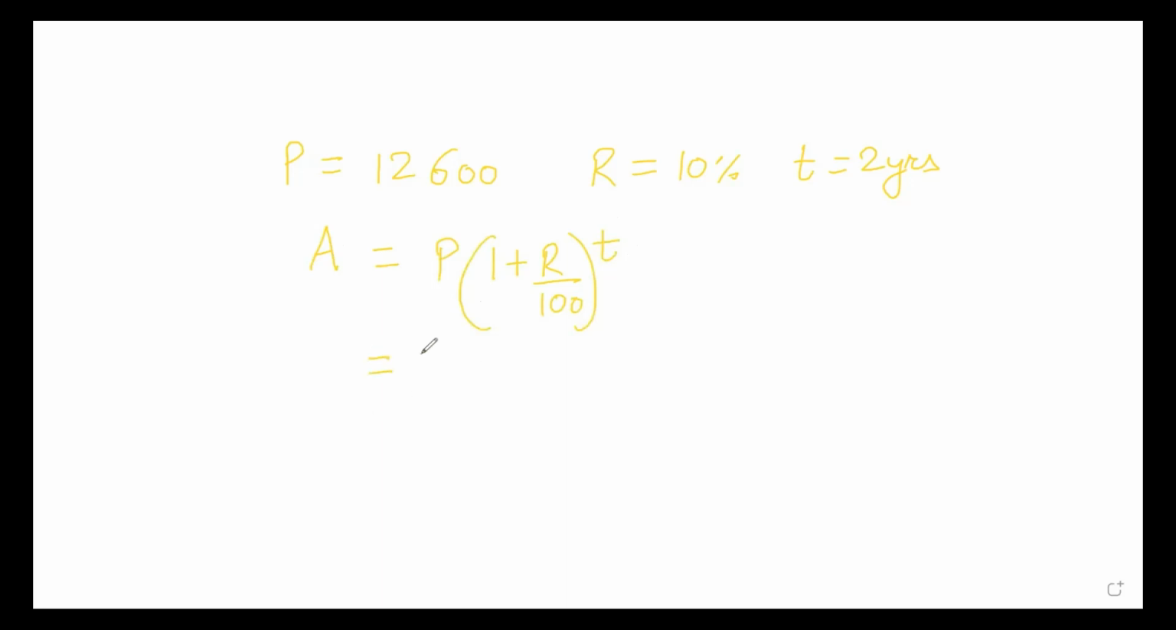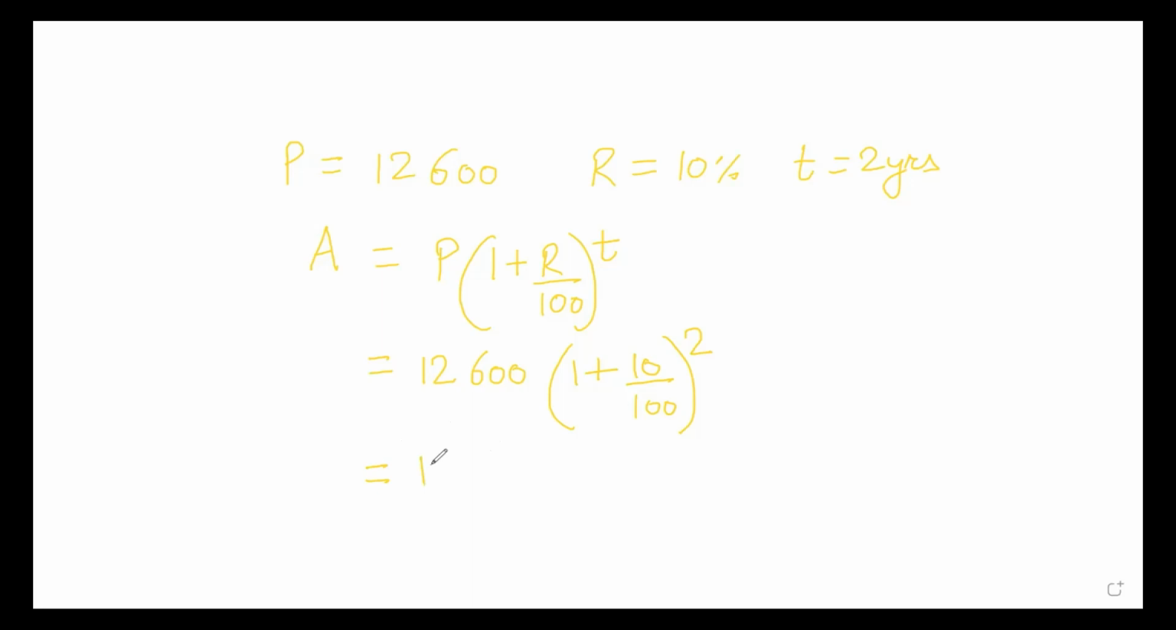So principal is given as 12,600. 1 plus rate of interest we are having 10% upon 100, and then time period, T is time period, which is given as 2. You can easily solve it. Once I'll just explain how to solve these kind of problems, and then in the next questions, I am not going to explain how to solve these kind of expressions and all. So I'll just quickly write the answer.